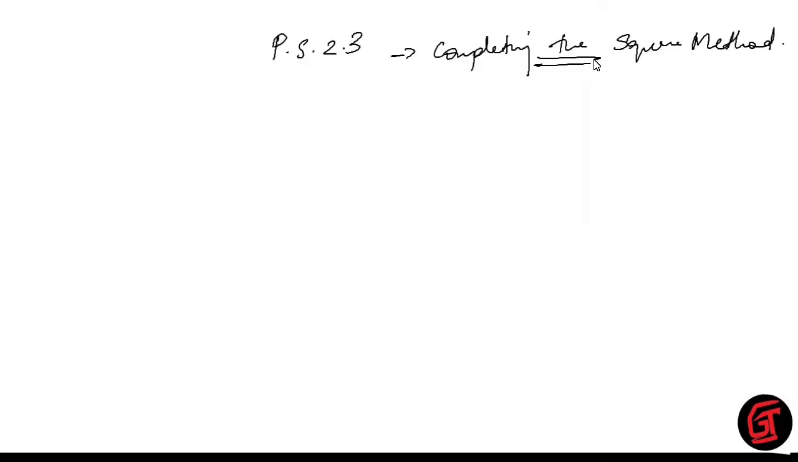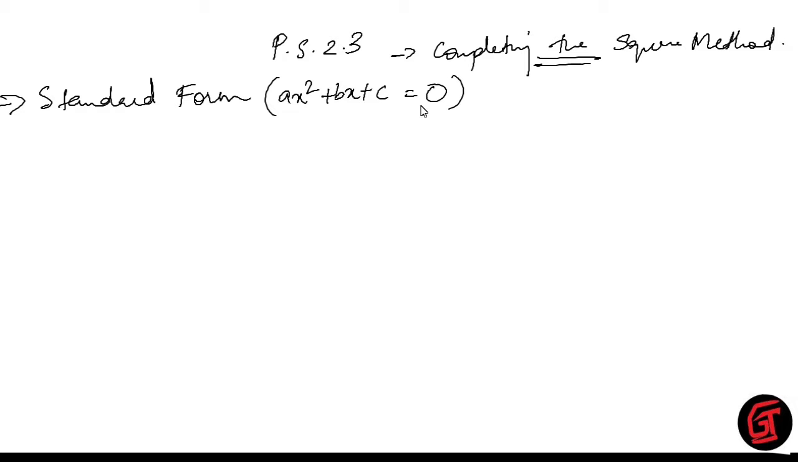In this method, there are totally 4 steps. The first step, if you want to take it down, is standard form. Whatever equation will be given to you, first you have to bring it in the standard form. And what is the standard form? ax square plus bx plus c is equal to 0. That is first. Then your next step, after you bring the equation in standard form, you have to convert the coefficient of x square to 1.